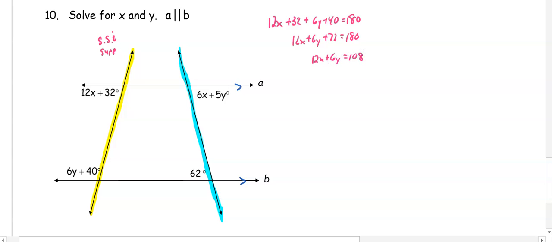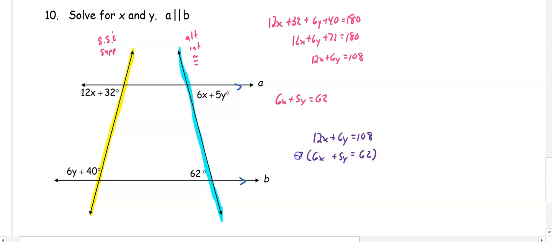Then let's look at our other angles. So the other angles here are on the inside of the line, but they're on opposite sides. So these are going to be alternate interior angles, which are congruent. So we have 6x plus 5y equals 62. So now we have a system that we can solve. So our two equations are 12x plus 6y equals 108 and 6x plus 5y equals 62.